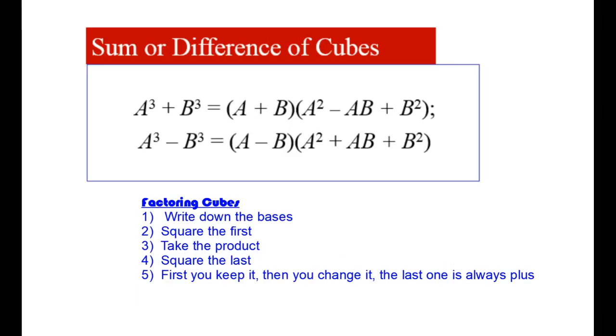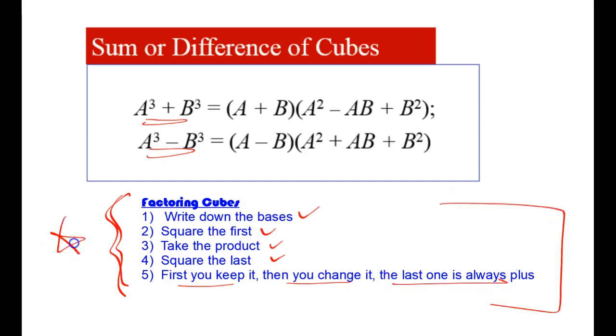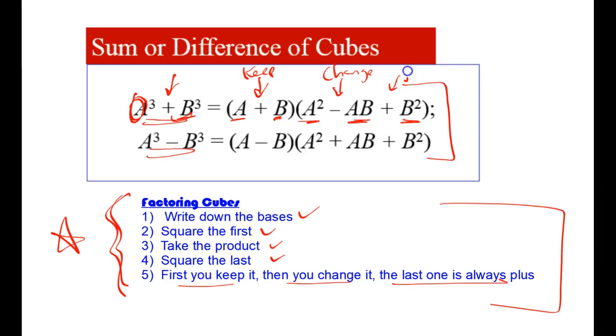So here's how the book teaches the rules for factoring sums of two cubes, and this is what I do down here. So I'm going to start saying, write down the bases, square the first, take the product, square the last. First you keep it, then you change it, last one's always plus. What that means, I'm going to explain right now. I think that's easier than just following through. But the base is an A, so that's write down the bases. That's the A and the B. You square the first, take the product, square the last. First you keep the sign, and that's a plus, so here's you keep it. Then you change it, so here's the change, and the last one is always plus. So those are the rules written out in words for you.